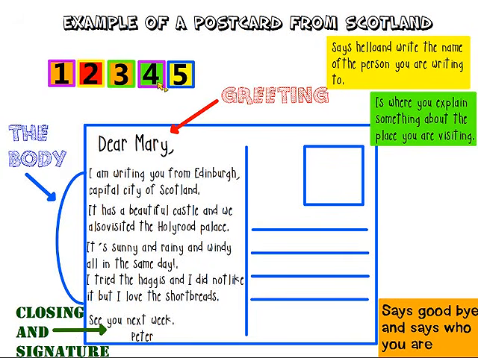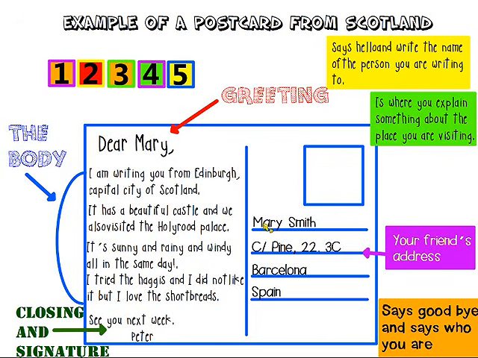In number 4, we need to write the address of the person you are writing to. Okay, so for example here, dear Mary, so we need to put the address of Mary. Mary's address is here. Yes, you need to put the name, the street, the city, and the country. If you put all the complete address, the postcard will be delivered with no problem at all.